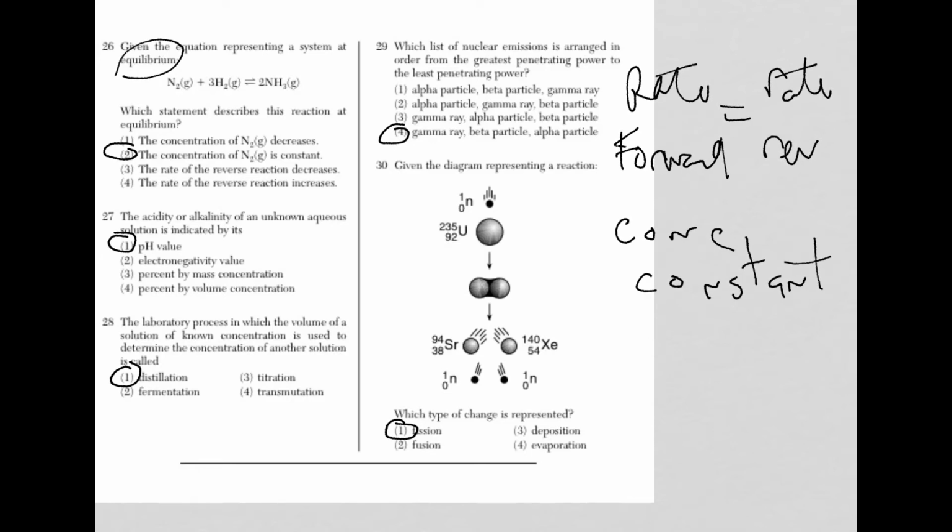Question 27. Acidity or alkalinity, I don't think most students are going to get this wrong, is tied into pH. Pretty much most chemistry students know a little bit about pH, in that it gives us an idea of acidity and alkalinity. 28. What you're looking at is the description for distillation.